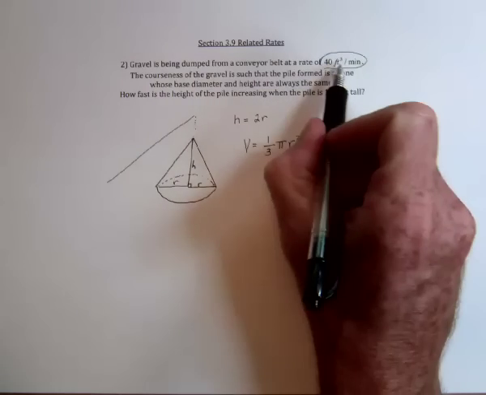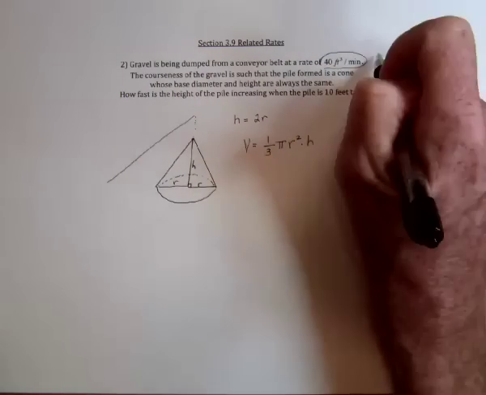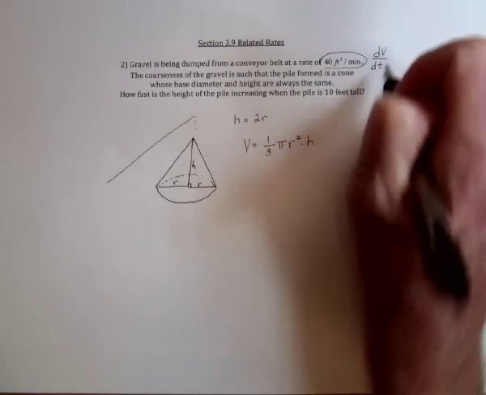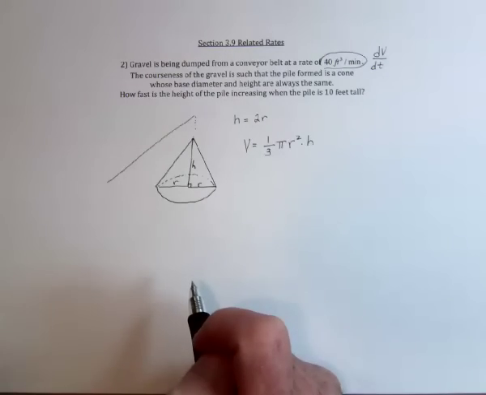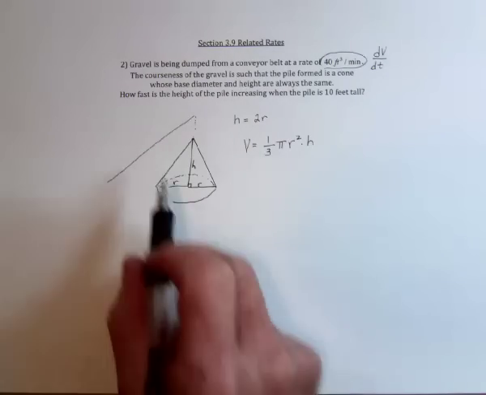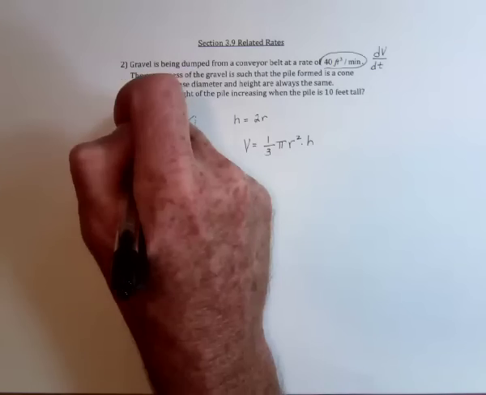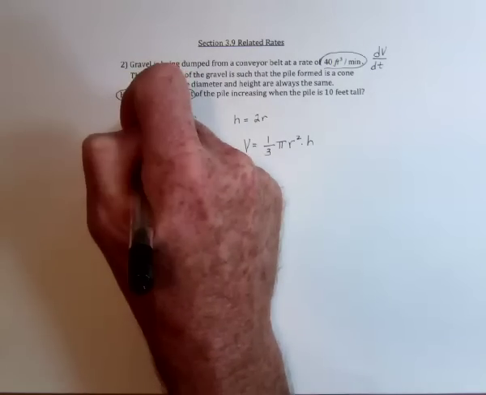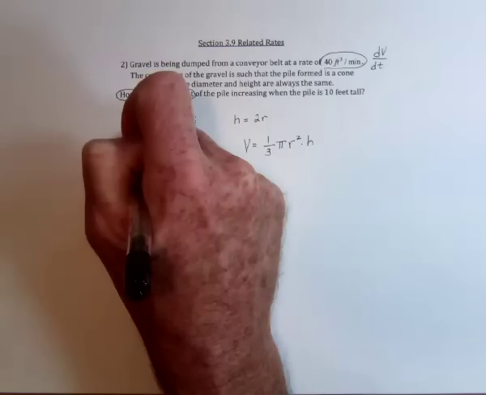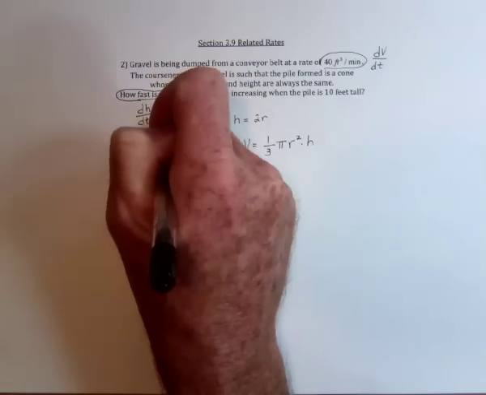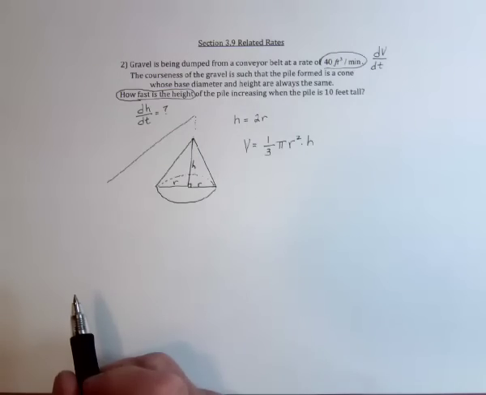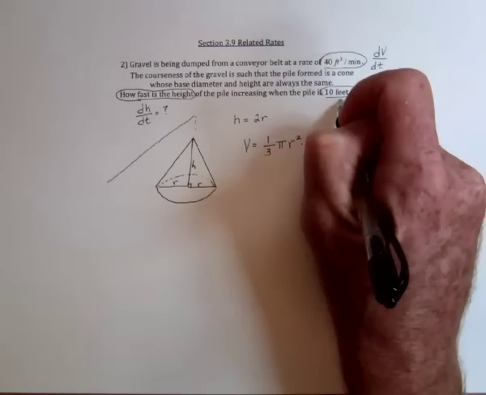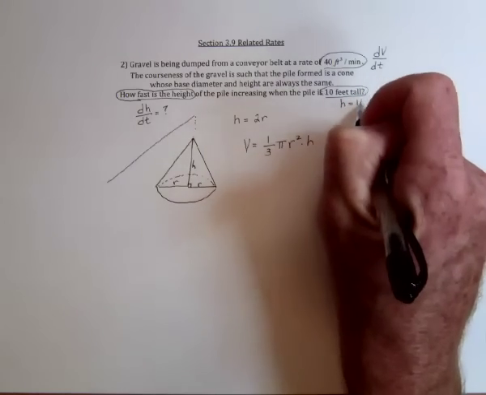So often you can use the units to help you out. This is saying the change in the volume with respect to the change in time. How fast is the height? So this is saying how fast is the height changing with respect to time. So that's what's being asked for. And then this, when the h is 10 feet tall.